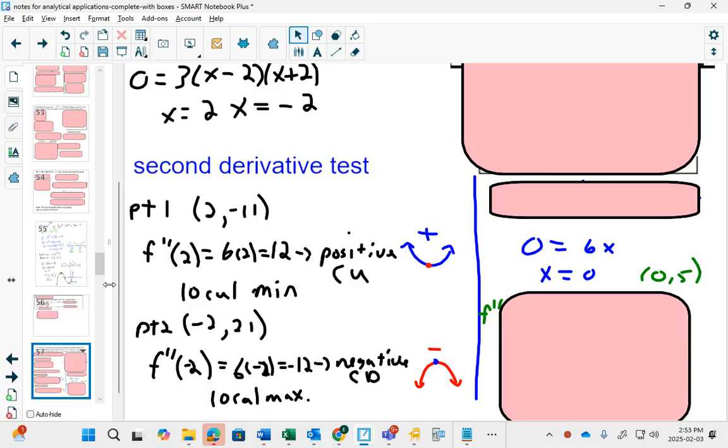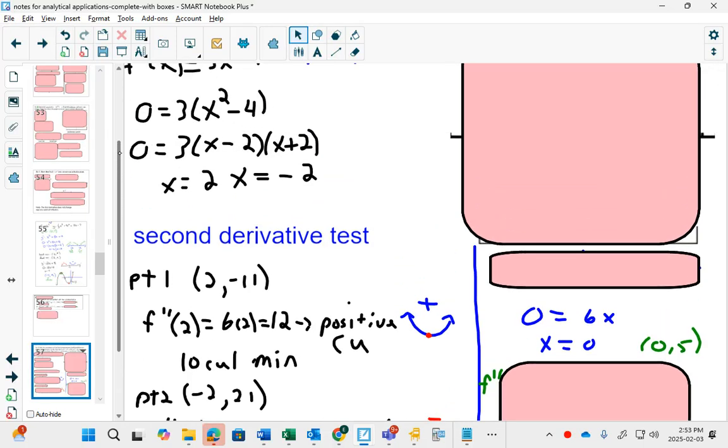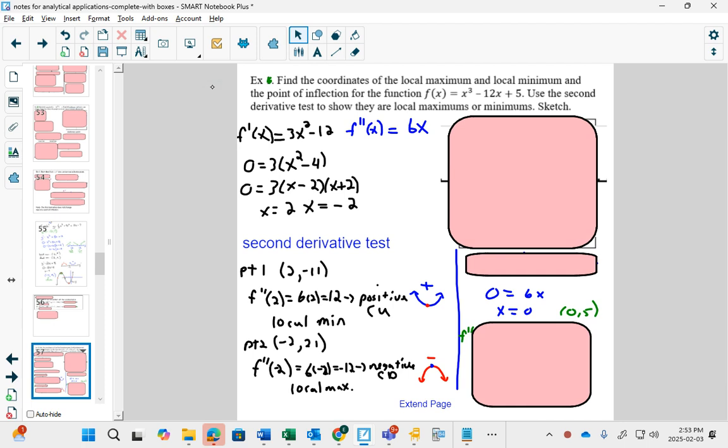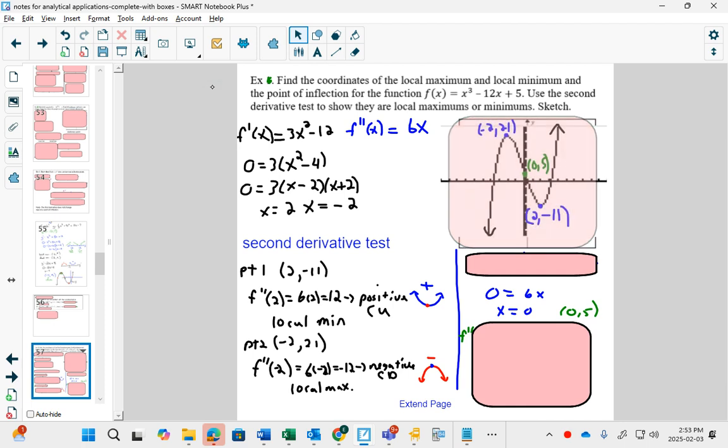So now, here, I'll do the whole page. If we look at the graph, we have all of our points. We could find our point of inflection by setting our second derivative equal to 0. We get x is 0. Plug that 0 back into the original equation.